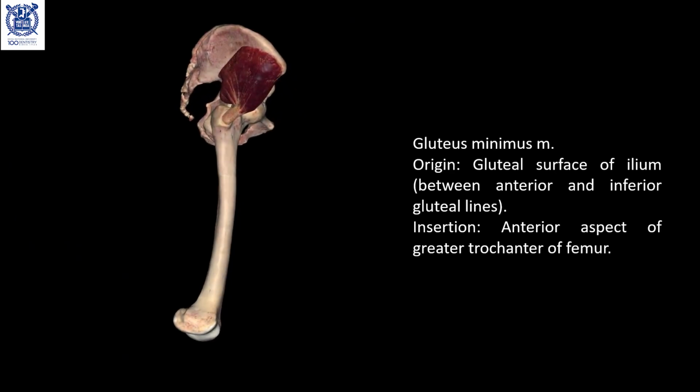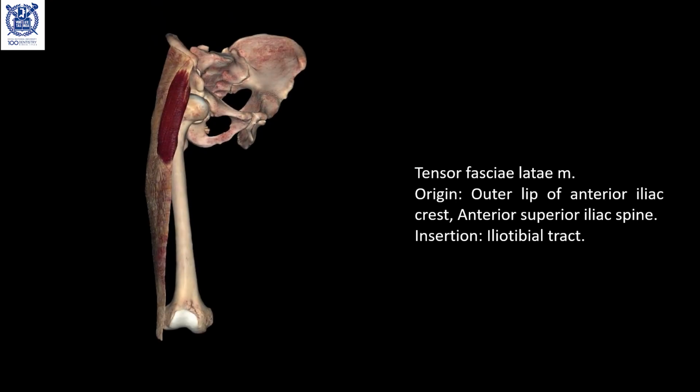Gluteus minimus origin: gluteal surface of ilium between anterior and inferior gluteal lines. Insertion: anterior aspect of greater trochanter of femur. The last one, the tensor fasciae lata origin: outer lip of anterior iliac crest, anterior superior iliac spine. Insertion: iliotibial tract.